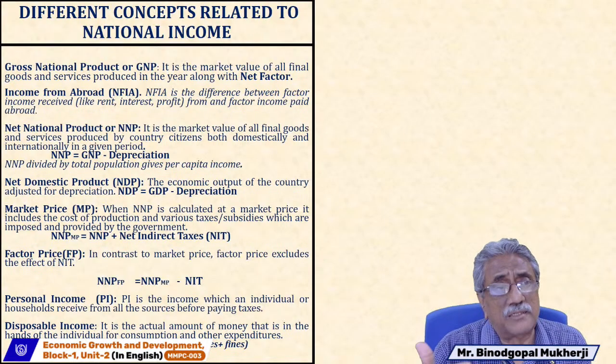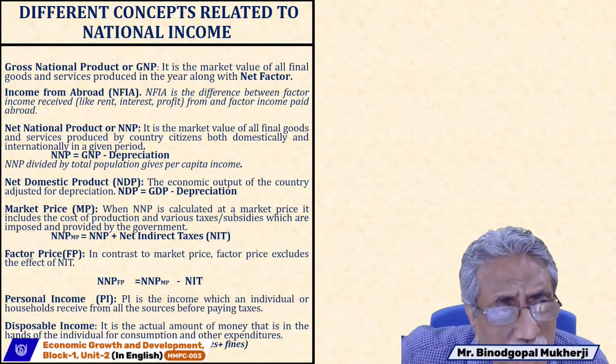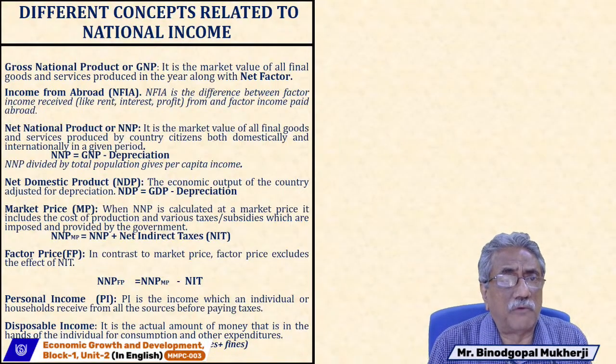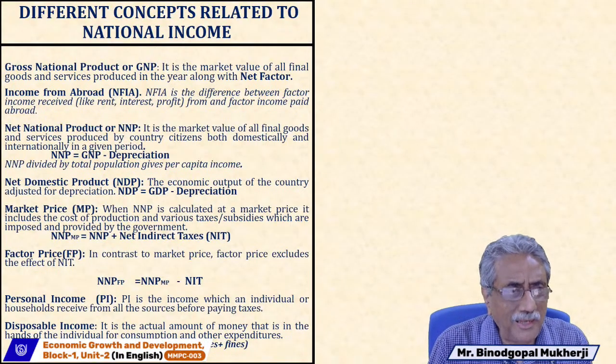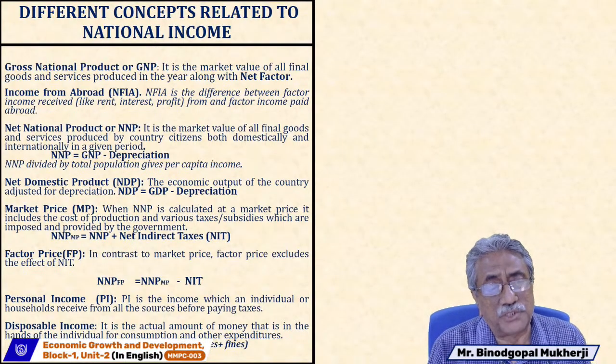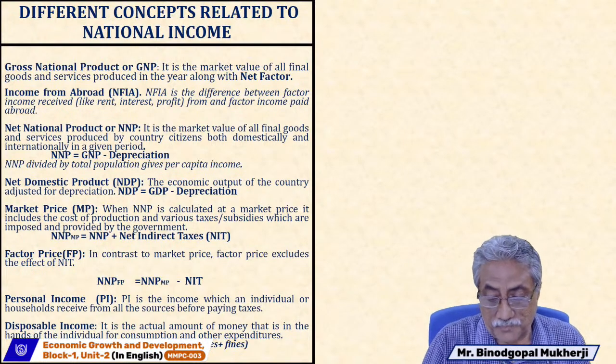So we have learned certain things. Quickly run through it: gross national product, net factor income from abroad (NFIA), net national product or NNP, net domestic product, market price, factor price, personal income, and disposable income. These are the different concepts related to national income we need to know.